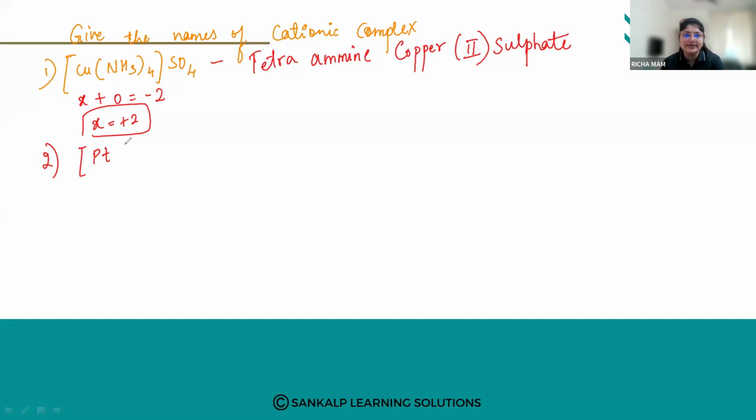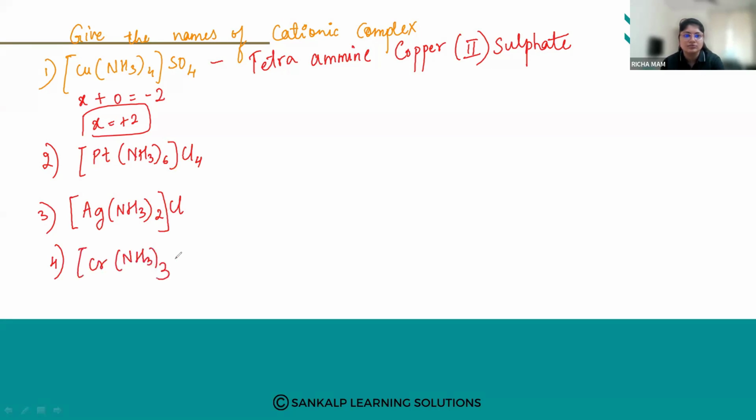Platinum. I hope it is clear now, how to give the names. So now you can try this. Each member try. Second one, third one, fourth one. Who wants to try the second one?